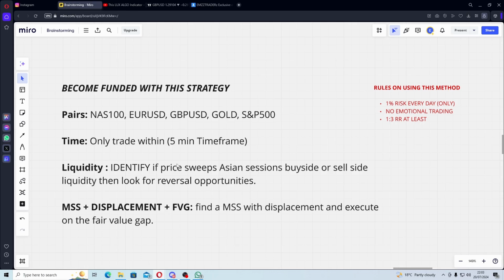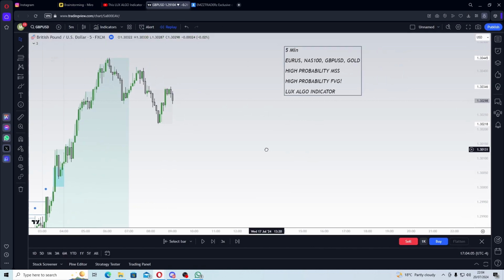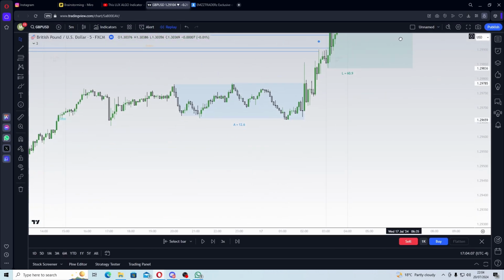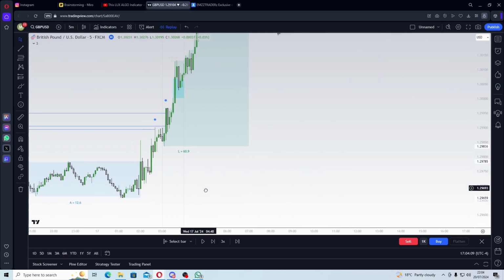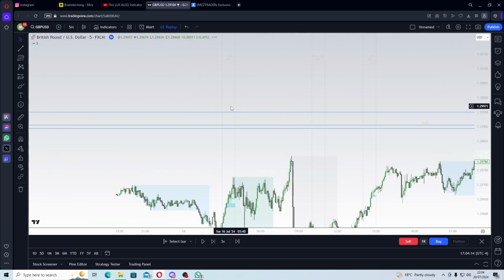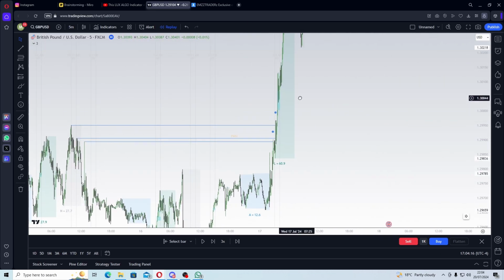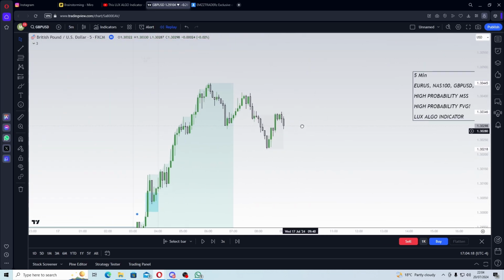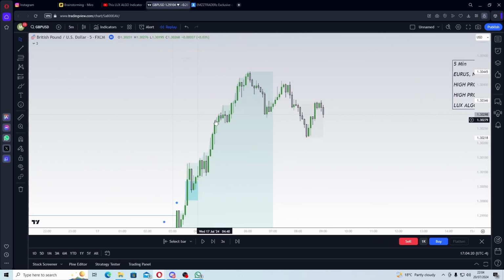Now we need to identify price sweeps, Asian sessions, buy side or sell side liquidity, then look for reversal opportunities. Right now I'm on the Asian session. Asian session highs have been swept, and London session swept all the highs right here. You can see the 3 points, and these 3 points are 3 points of liquidity. This indicator actually marks out the time frame you need to be trading in by itself. Look how amazing that is.